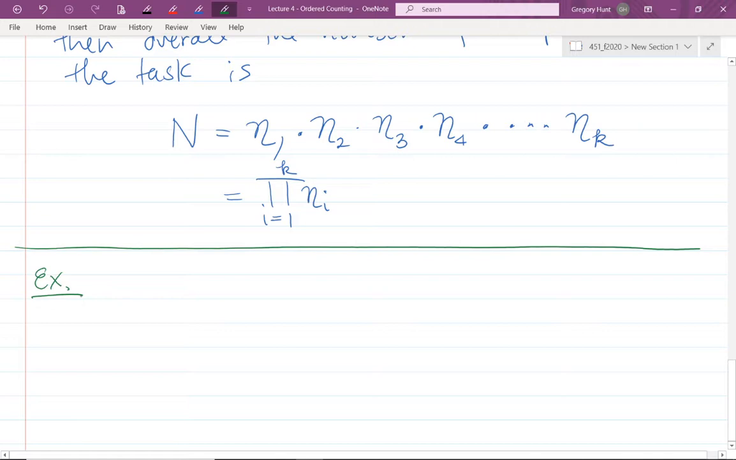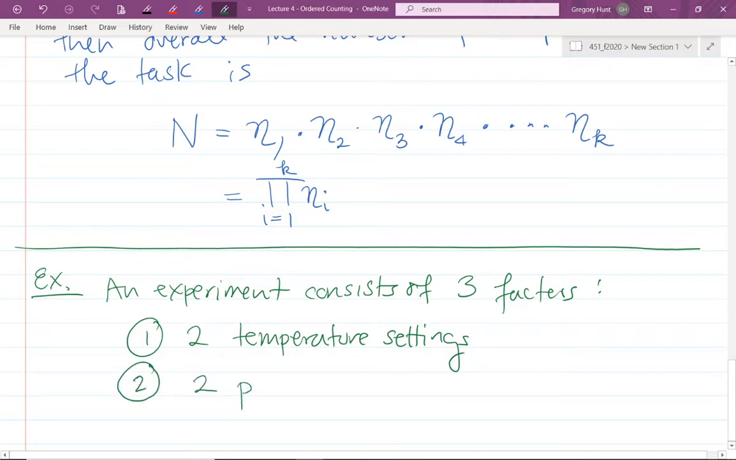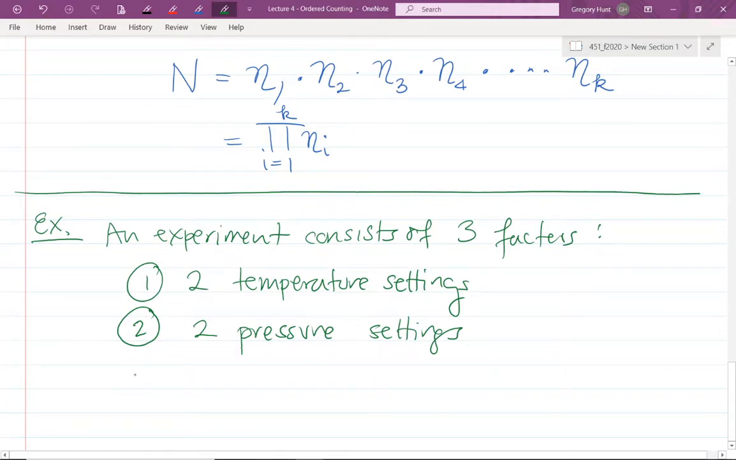Okay, example. I'm going to say that I have an experiment that consists of three factors. These three factors are factors that I must set for my experiment. The first factor is two temperature settings that I can choose from. There are also two pressure settings that I can choose. And I have one of four humidity settings. So maybe this is like a fluidics experiment.